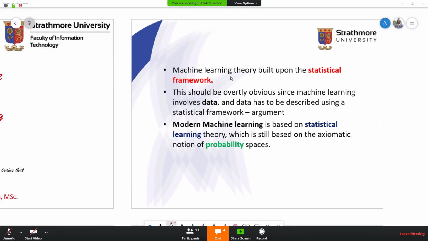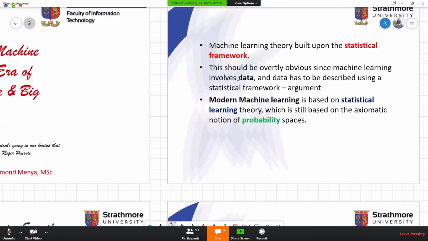So modern day AI is driven by statistics, data, and a lot of math. So why statistics? We are going to see that in a moment. This should be obvious, since machine learning involves data and statistics is the mathematical branch that handles data. It's well defined that statistics is the science of data. So modern day machine learning is based on statistical learning theory. That's why you learned a lot of statistics and probability. That is what I call statistical machine learning.